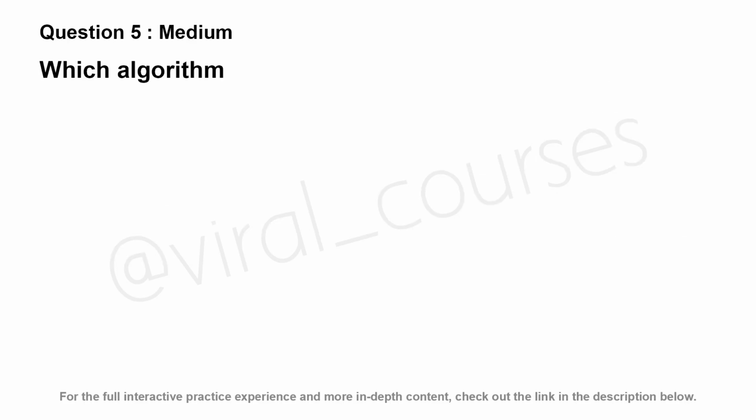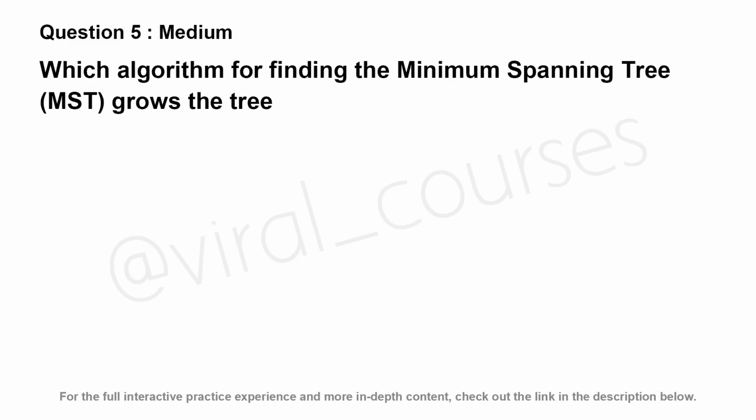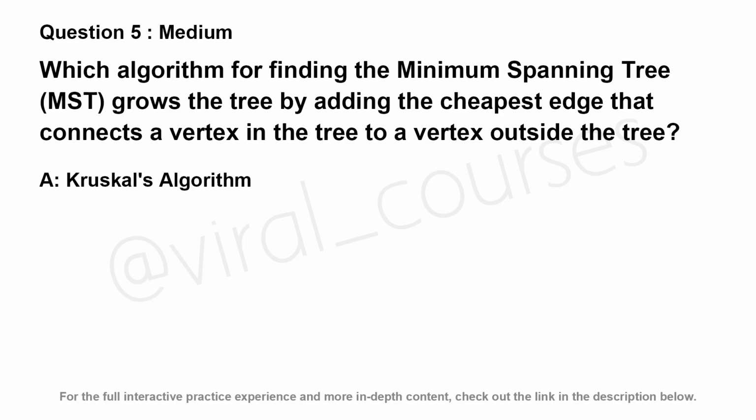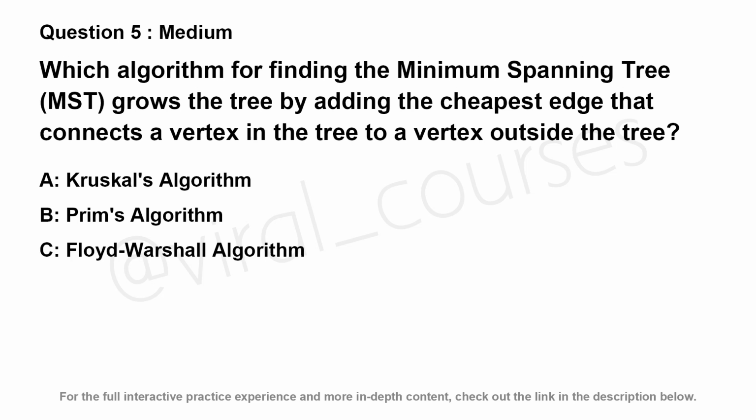Which algorithm for finding the minimum spanning tree, MST, grows the tree by adding the cheapest edge that connects a vertex in the tree to a vertex outside the tree? Option A, Kruskal's algorithm. Option B, Prim's algorithm. Option C, Floyd-Warshall algorithm. Option D, Bellman-Ford algorithm.